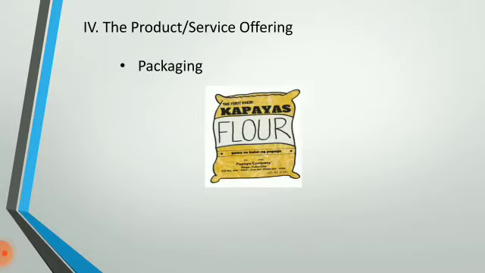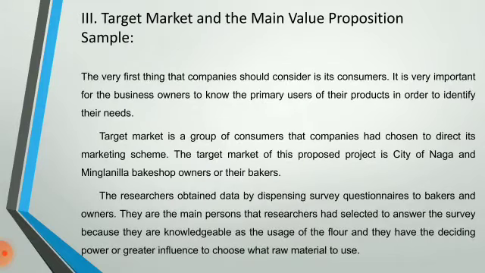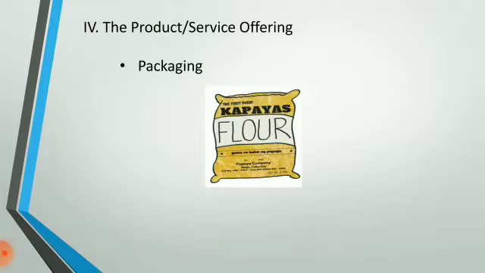Now, once you have created your target market and main value proposition, you're now on the fourth part, which is the product or service offering. In your product or service offering, you must include the packaging. Of course, have you ever bought something that doesn't have any packaging? Maybe on the sidewalks. But if you want to create a business, as much as possible, create a packaging. You can create your own packaging.